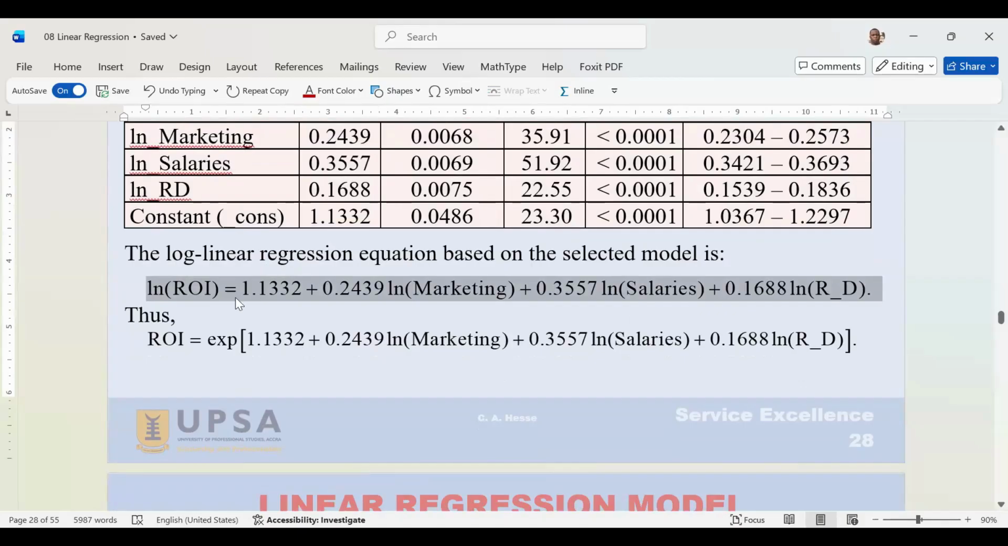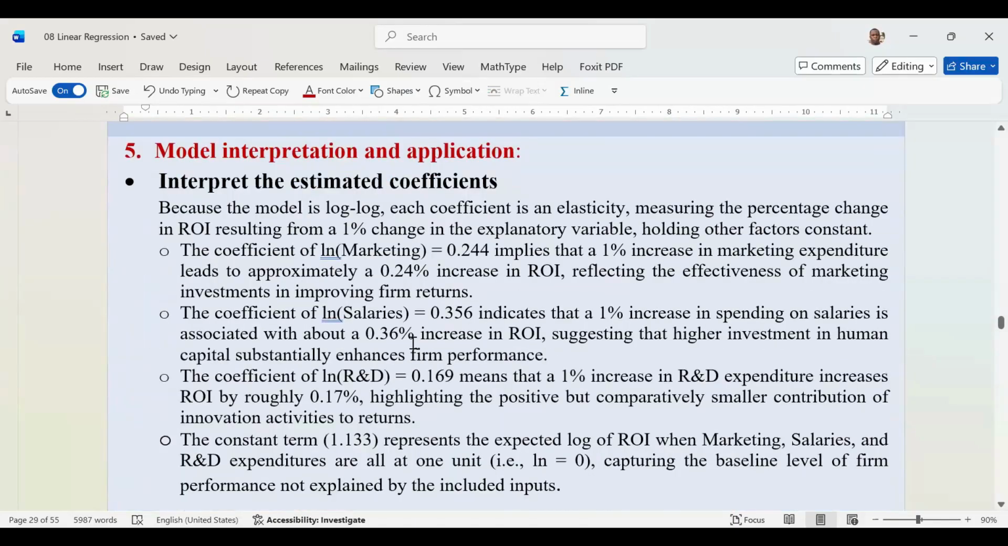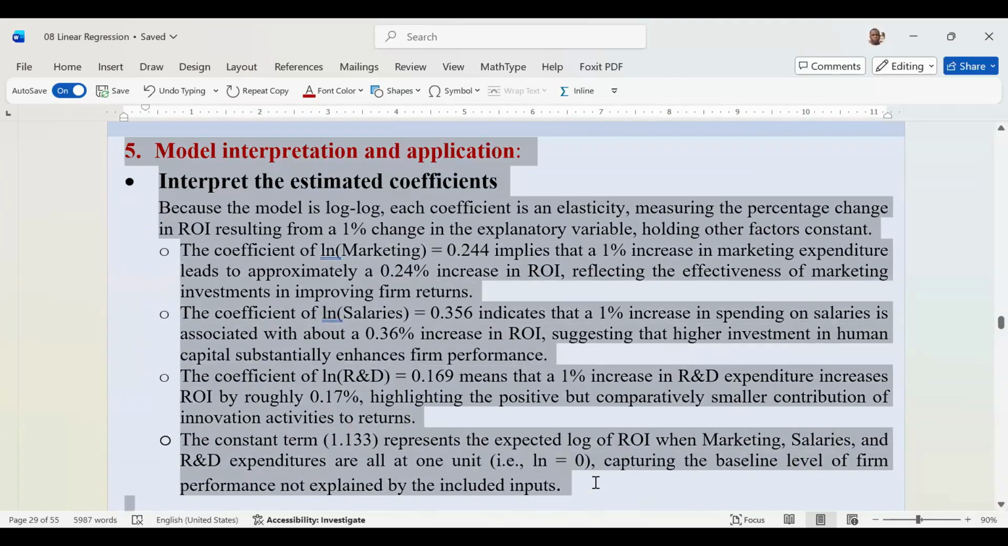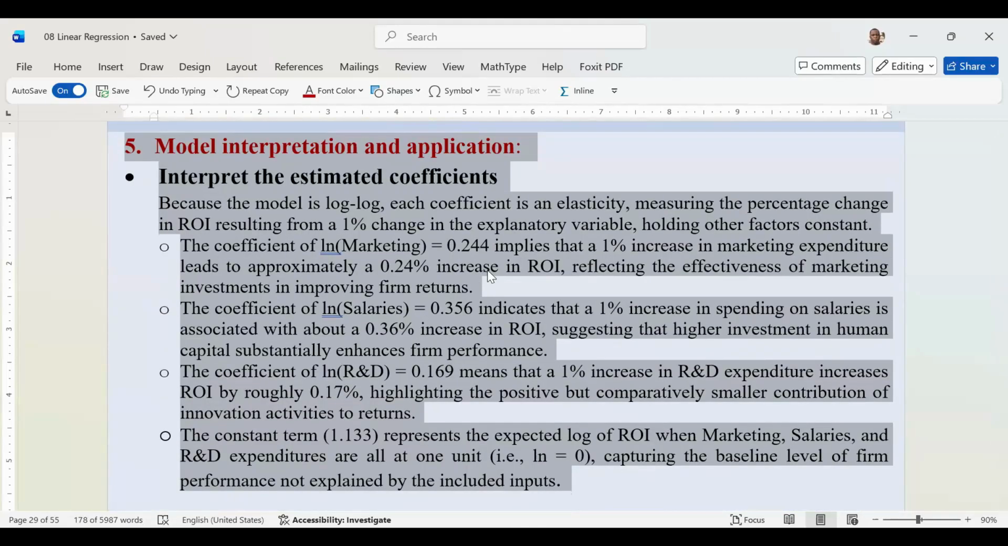Then if you want to make ROI the subject, you find the exponent of the right-hand side. That makes the ROI the subject. That's if you want to estimate the ROI. Yes, Prof. And these are the model interpretation. So you can read through. I think it's very clear and well explained, the interpretation. So you should be able to do it.